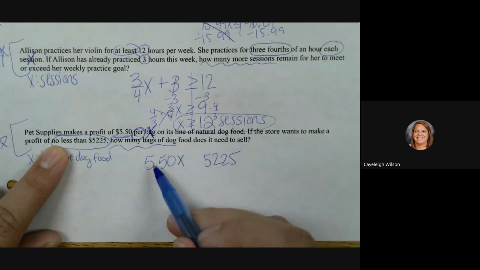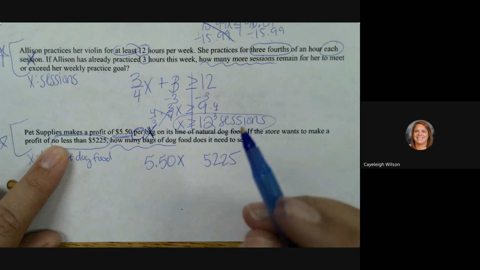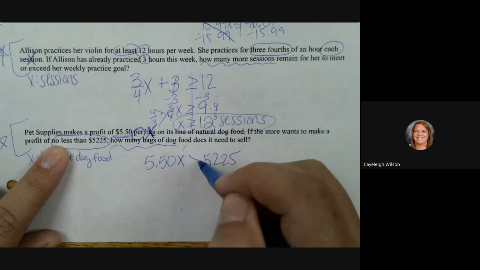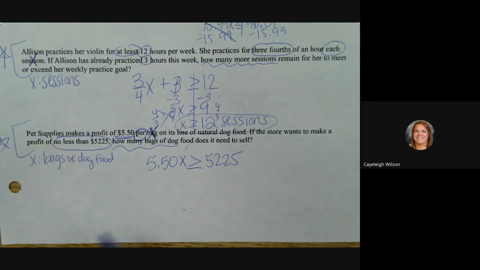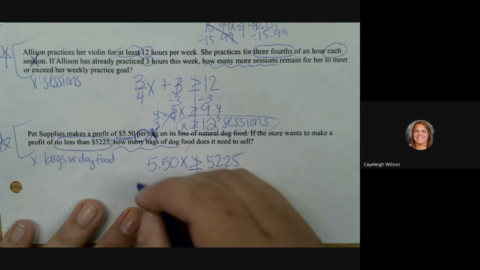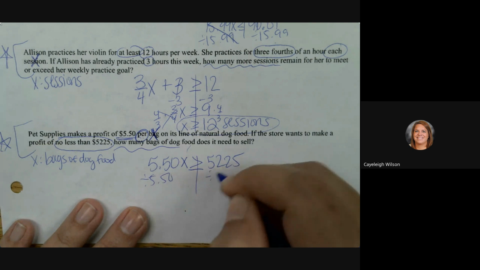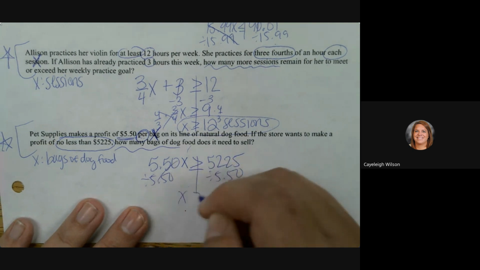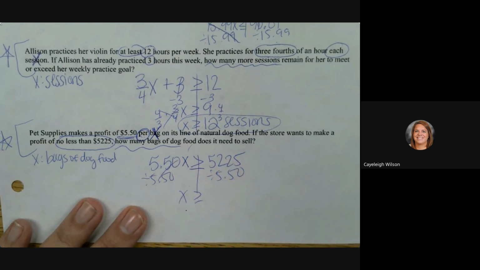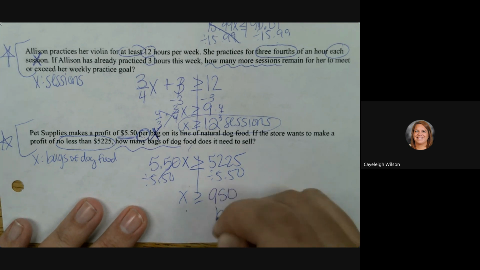So would I eat the x or the 5,225? The x, because I want it to be no less than that. It could be equal, so I have the or equal to, but I'd like it to be more than that if it can. So this is just a one step. And then 5,225 divided by 5.50 is 950 bags.